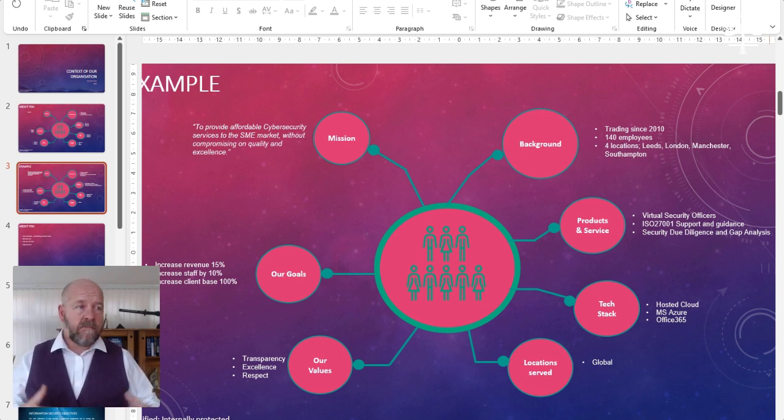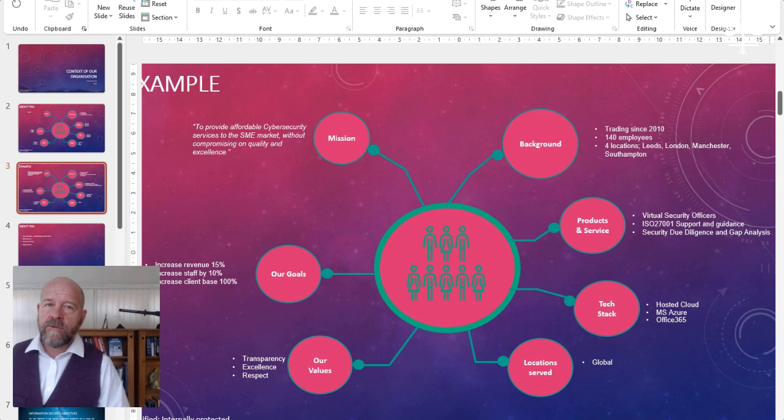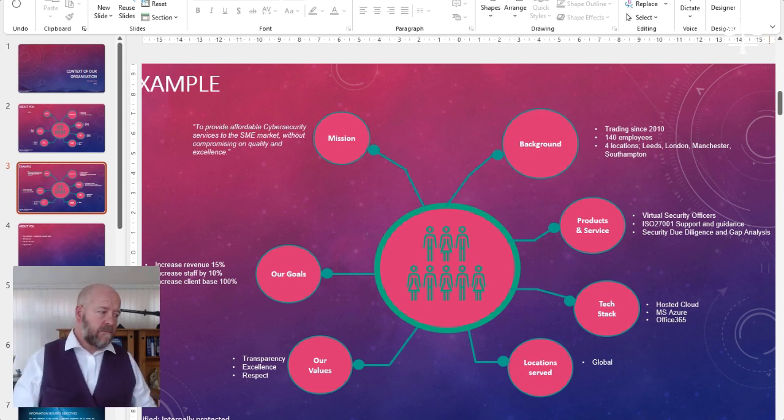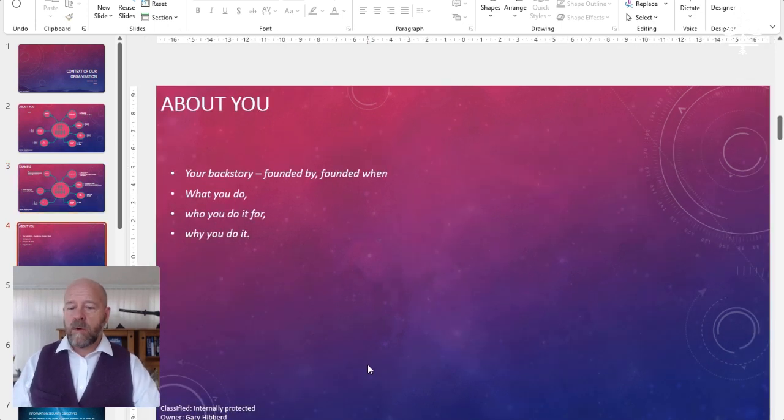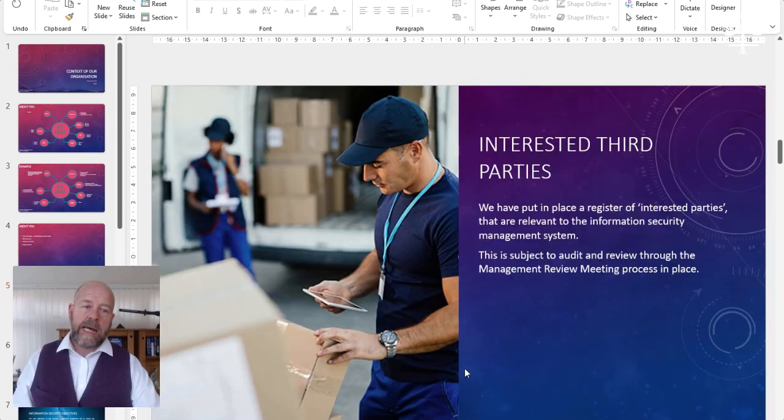Certainly, large organizations, the BBC, for instance, or Amazon or Microsoft, to name three large organizations. Does anyone really know what the shape and structure of those organizations are? The whole point of context is it tells a story. And that's what this does about you. So, give your backstory. What do you do? Who do you do it for? Why do you do it?